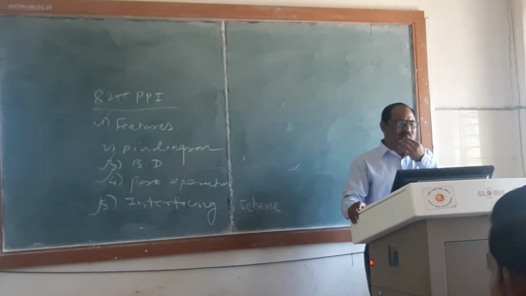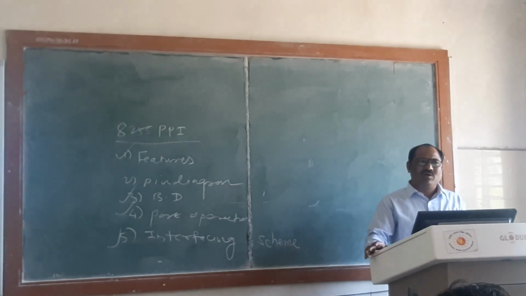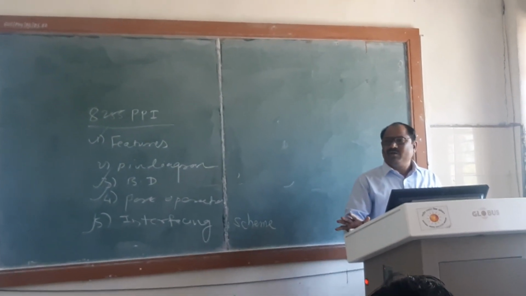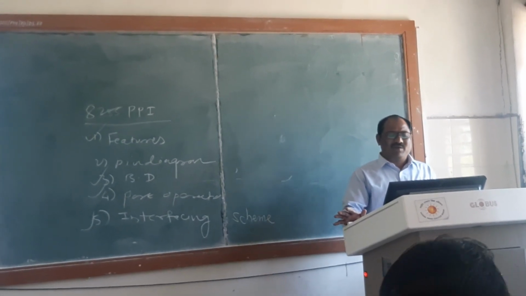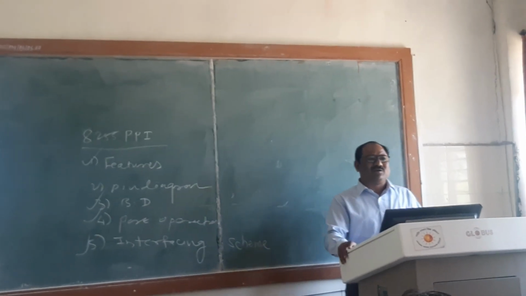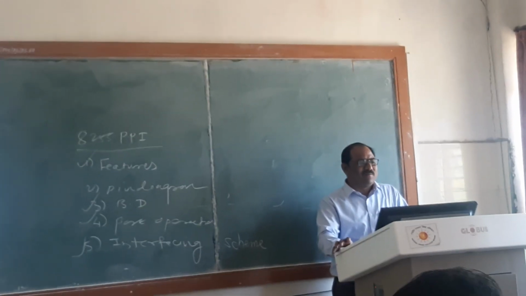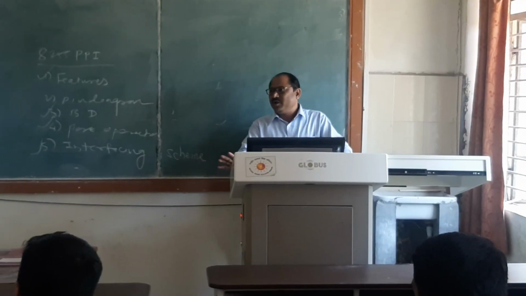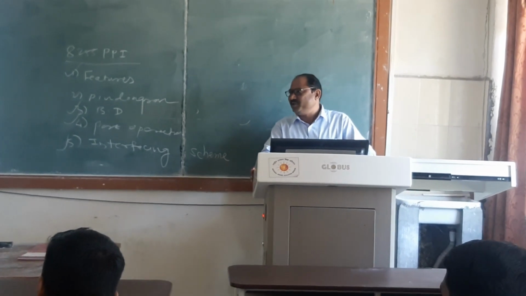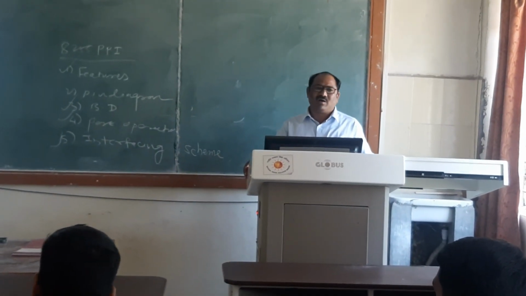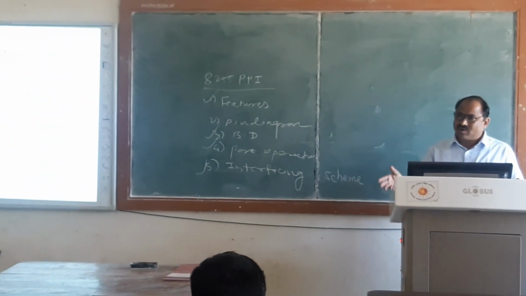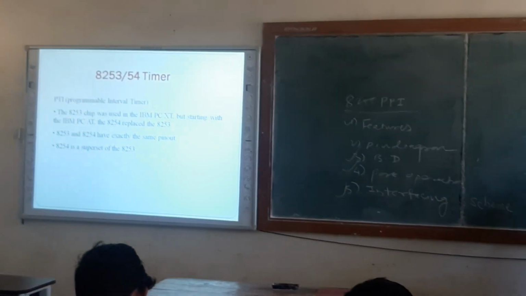Now, what is the difference between the 8253 and 8254? As far as the pin configuration, both are pin compatible. The 8254 has 24 pins, and the 8253 also has 24 pins. So what is the basic fundamental difference between the 8253 and 8254? The 8254 has a readback command. We will see later what the advantages of the readback command are, and what will affect the performance of the device connected to the microprocessor.